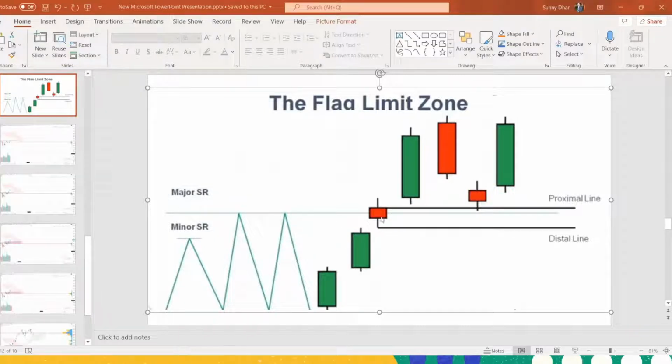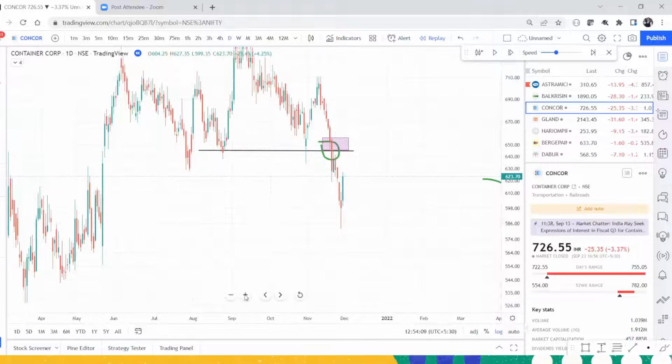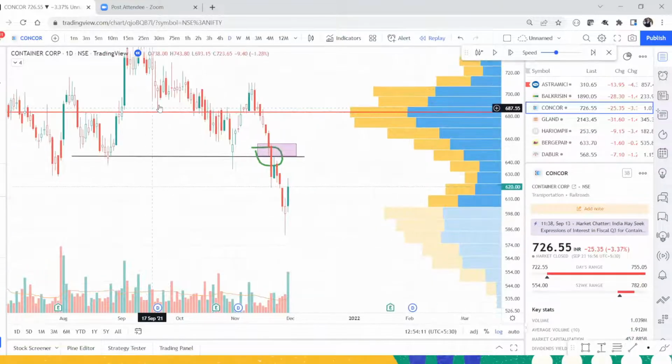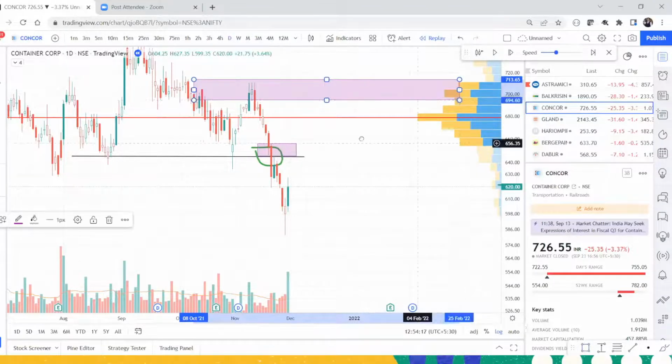You can see this is actually a flag limit because a base candle is there. And in the same example, you saw there is a base candle right at the major support. So this is a flag limit. And in the daily chart, this zone, because of L1, L2 and L3, this zone was the FTR.